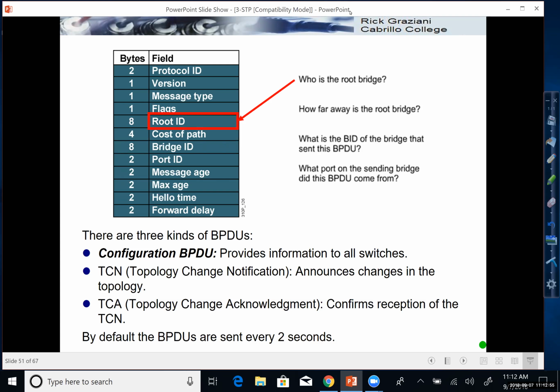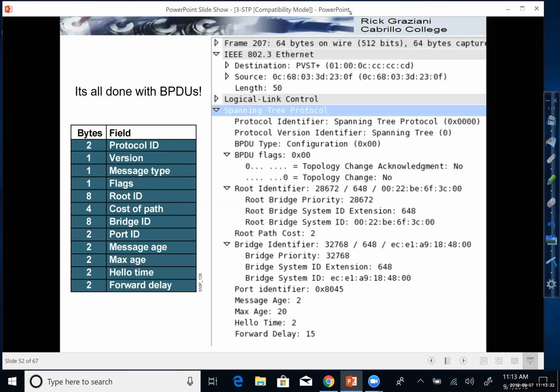There's a lot of information here, including the root ID, determining which bridge is the root bridge, so we all agree on that. This will always tell us which of them is. It also shows how far away we are from the root bridge, the bridge ID of the switch that sent this BPDU, and what port it was sending it from. This shows an example of a Wireshark capture of a BPDU.